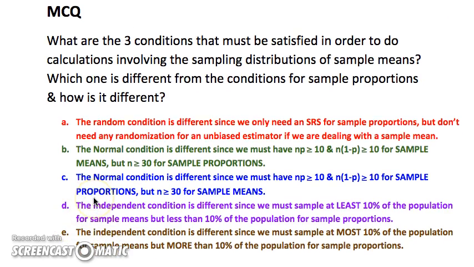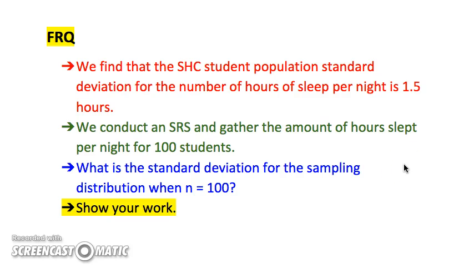Good time to pause. Go ahead and review the summary for 7.3 in your book. Focus on those conditions. Look at some example problems to get you set up for success on our quiz. Here's our multiple choice about the 3 conditions and which one is different from sample proportions. So pause now, answer the multiple choice, and here's your free response.